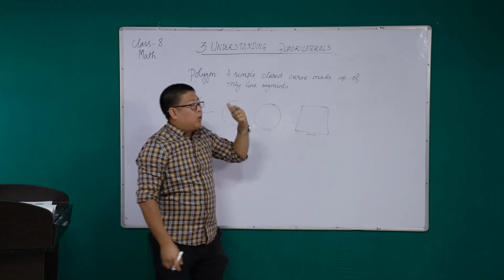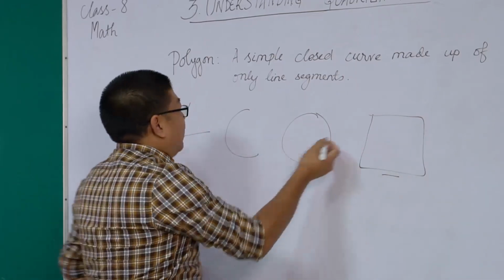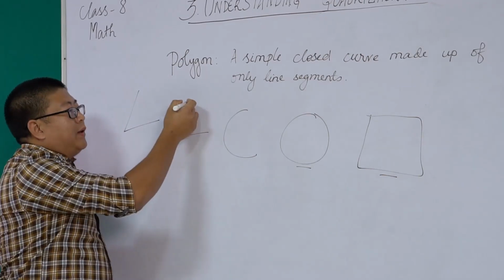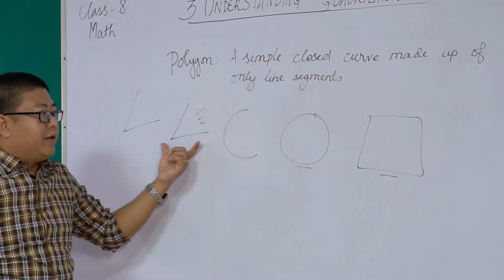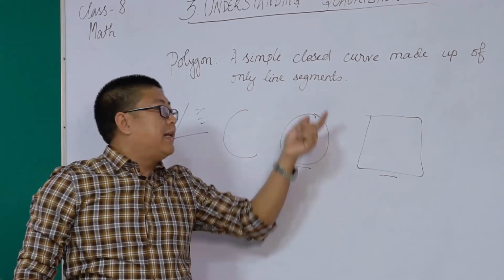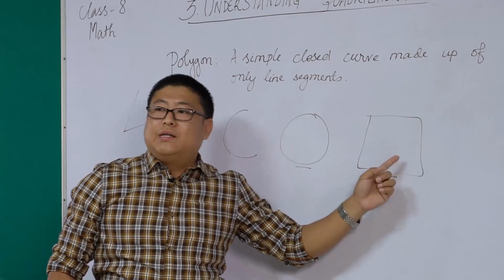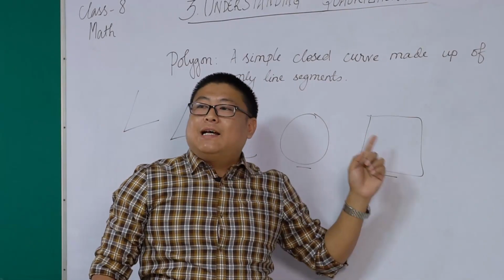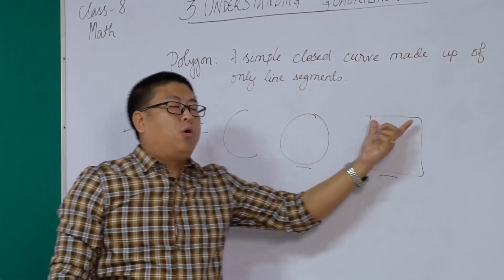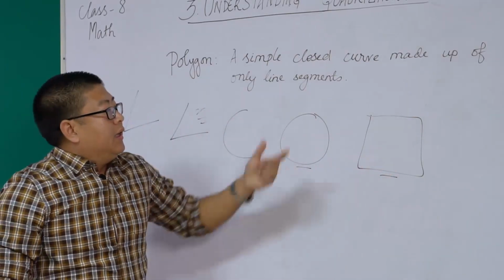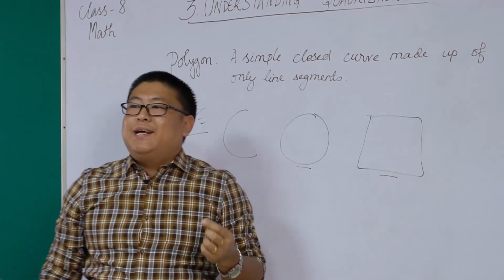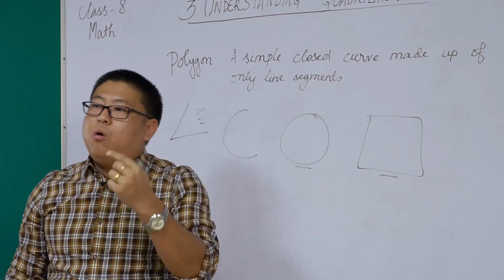Now, a simple closed curve made up of only line segments. Line segments, you already know what line segments are. Now look here, you see this with two line segments, but we know that this is open. So this is not a closed figure. This is not made of line segments; it is a circle, it has no line segments. Now when you come to this, it has line segments. We can see that it has 1, 2, 3, 4 sides, that means 4 line segments. This is called a polygon. A polygon can have many sides, three or more sides.